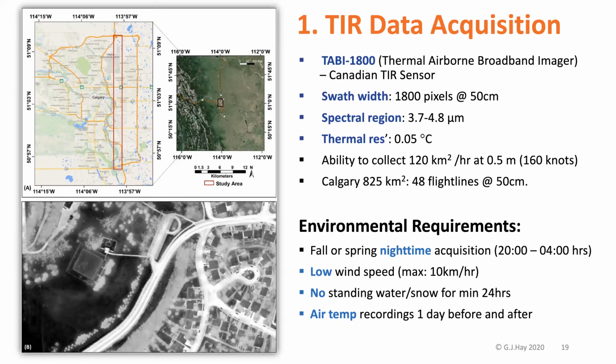There has to be a low wind speed so the platform is stable. There can be no standing water or snow or ice for a minimum of 24 hours in advance because these are thermal insulators. And we record air temperatures before and after one day just to be able to see how the environment is changing over time and space. And what's interesting is that there are also air temperature recordings all over cities that are put up by volunteers. And so we have access to these through a Weather Underground program.